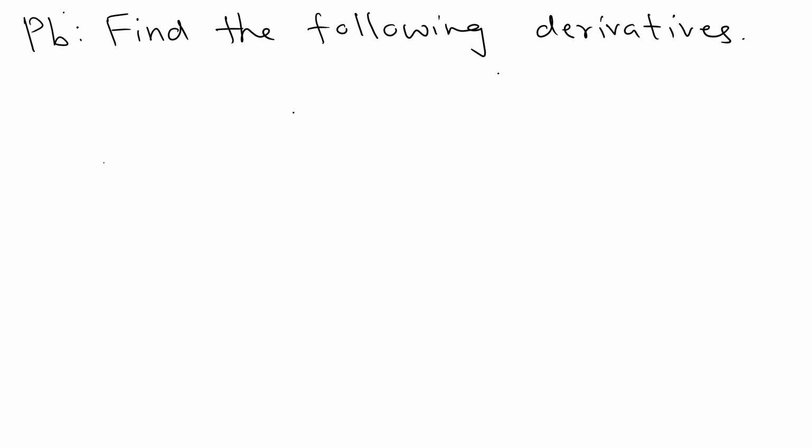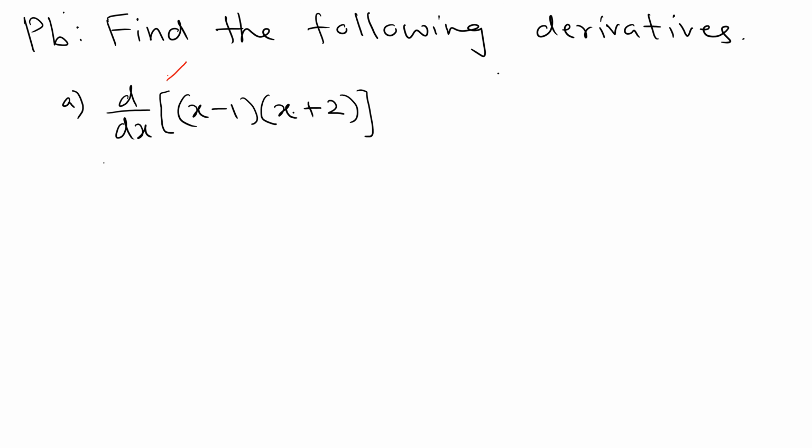Find the following derivatives. Let's look at the first one. As the first example, we need to find the derivative of (x minus 1)(x plus 2). And be very careful, you need to write parentheses here, because if you do not write a bracket, it means that you only find the derivative of the first one but not the whole product.